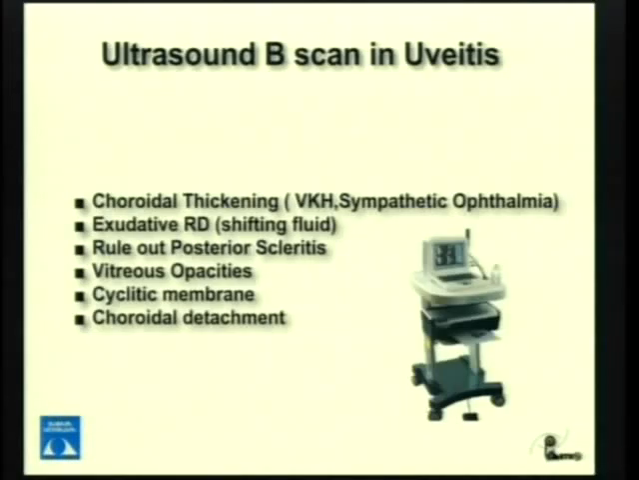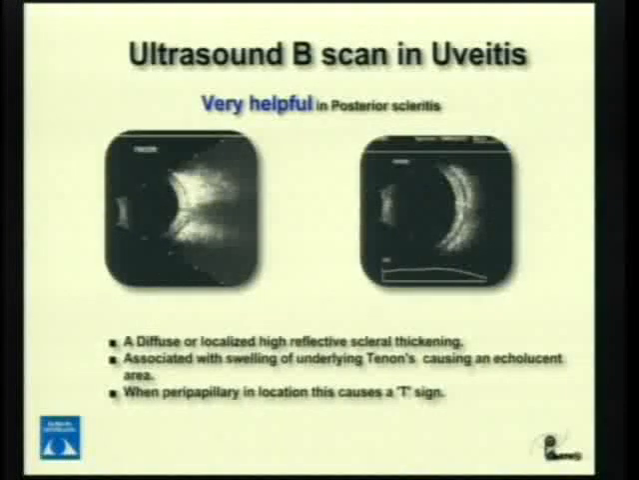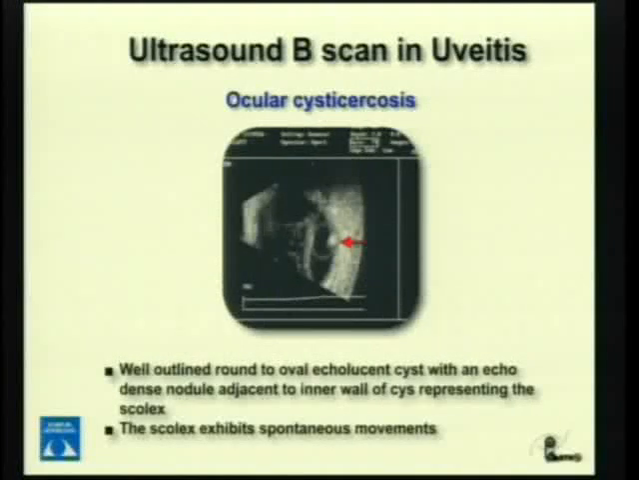The ultrasound B-scan in uveitis can be very important, especially in cases of posterior scleritis, where it shows diffuse thickening of the posterior coat. Also in cysticercosis, where in kinetic ultrasonography you can see the spontaneous movement of the scolex of the cyst.